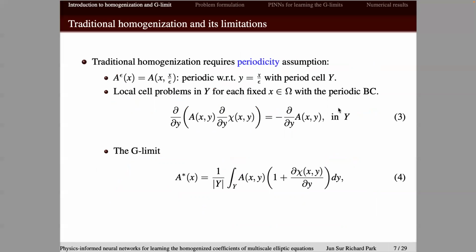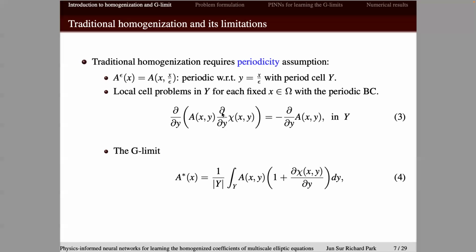So this is the traditional homogenization procedure. For the traditional homogenization, we assume that our multiscale coefficient A epsilon is periodic with respect to this fast variable y, x over epsilon. And let's say y is the period. Then to find the tree limit, we first need to derive and solve the local problems in this period y for each fixed x in our domain with the periodic boundary conditions here. Which means that we have to derive and solve a vast set of problems to compute the tree limit, which is computationally very expensive.